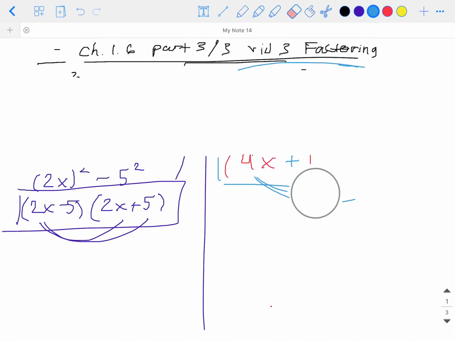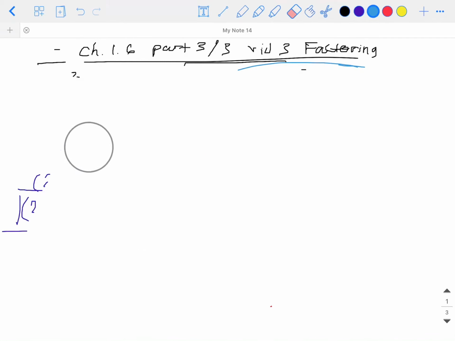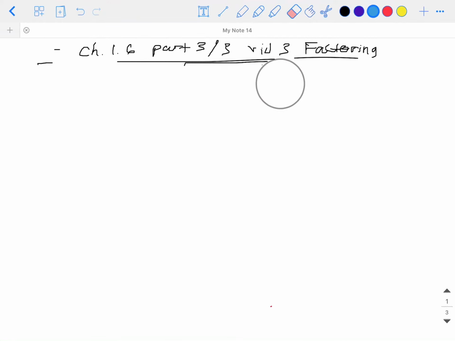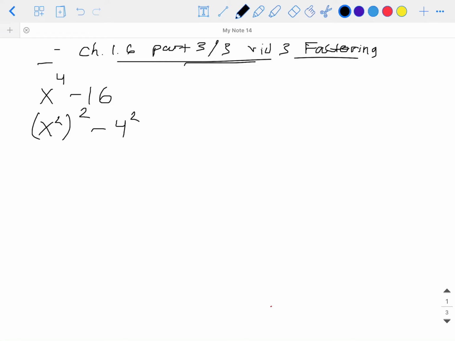Piggybacking on difference of perfect squares, you will encounter some more complex terms that you need to factor out. So I'll give those out to you. x to the 4th minus 16. x to the 4th can be written as x squared to the second, and 16 can be written as 4 to the second. This is a difference of perfect squares, because I see that x squared is expressed to the second power and 4 is expressed to the second power. So therefore, I can rewrite this as x squared minus 4 and x squared plus 4.